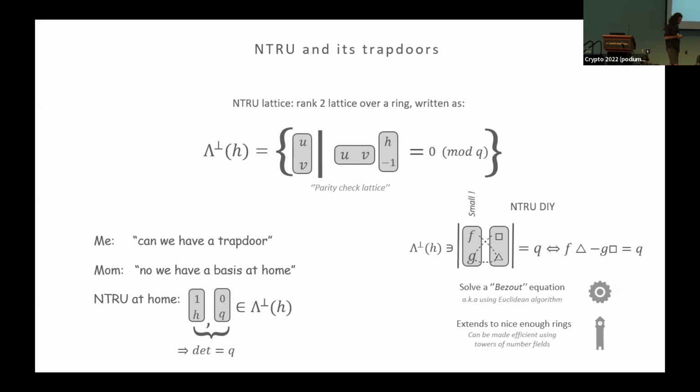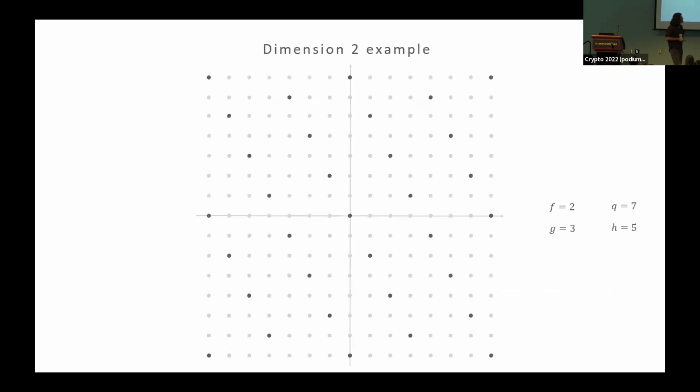Interestingly enough, on nice enough rings, we can do a generalized variant of the Euclidean algorithm, which works pretty efficiently if you are working over a tower of fields. So in full generality, if the ring is nice enough, we have a very nice way to generate this NTRU basis.